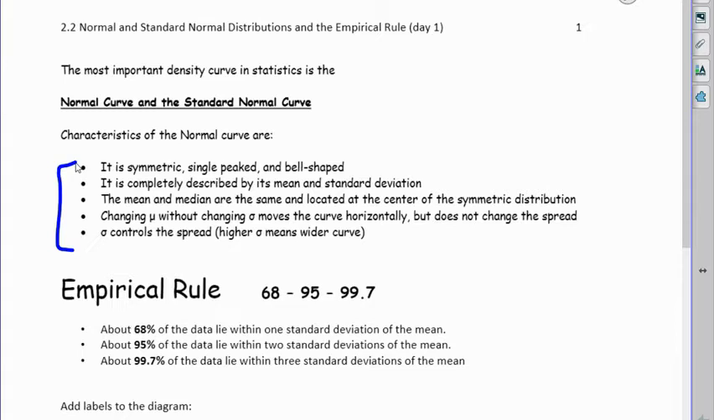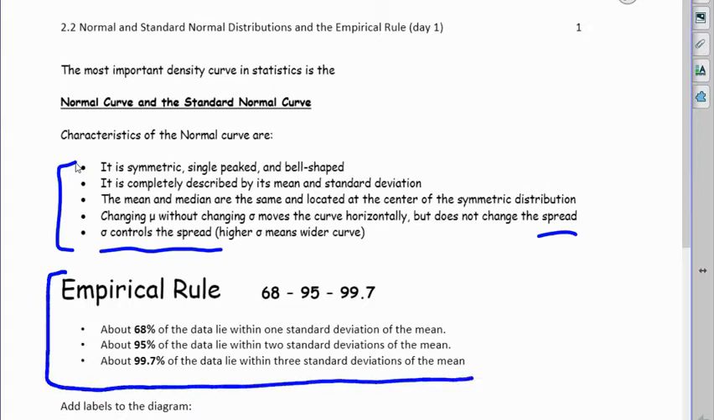Changing your mu, your mean, without changing the standard deviation sigma moves the curve horizontally, but it does not change the spread, because you just said that you were keeping the standard deviation the same, and your standard deviation will control the spread. A higher standard deviation will mean a wider curve. A lower standard deviation will mean a narrower curve, but we'll find that this rule, the empirical rule, will fit any normal data, no matter how wide or how narrow it is.